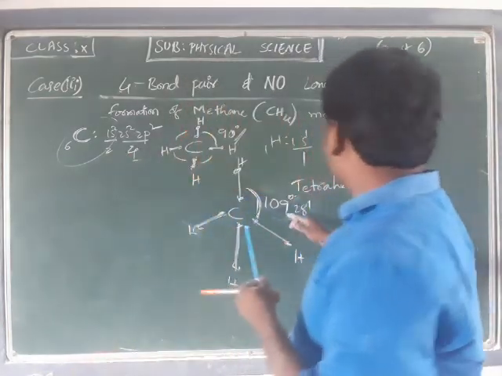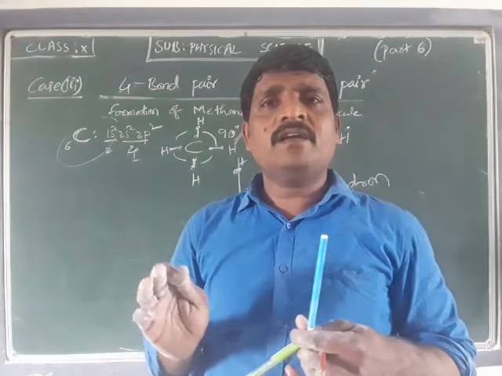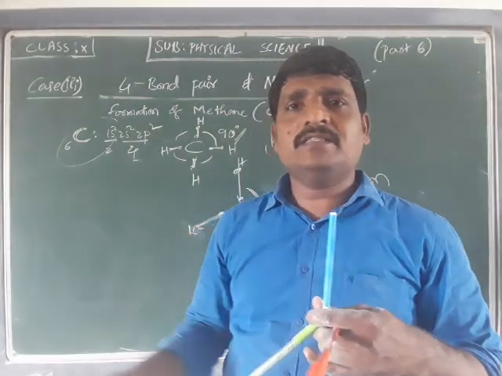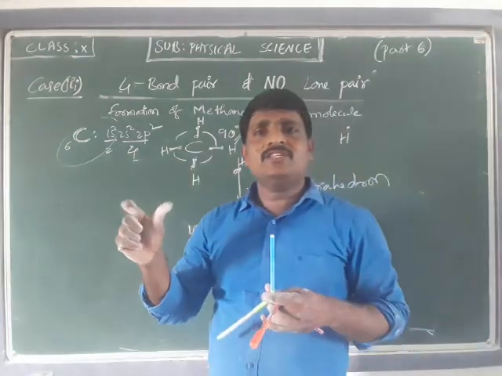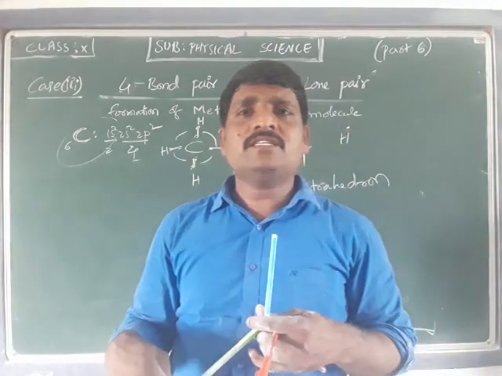And the bond angle is 109 degrees 28 minutes. You have to keep this in mind. So what is the shape of methane? There is a chance of asking the question: what is the shape of methane and what is the bond angle? The shape of methane is tetrahedral, a three-dimensional arrangement, and the bond angle is 109 degrees 28 minutes.